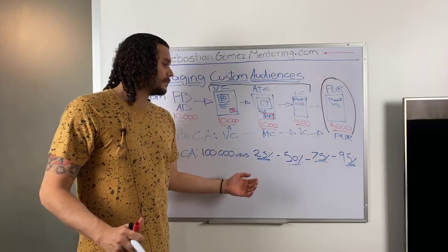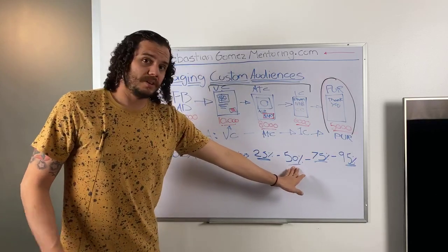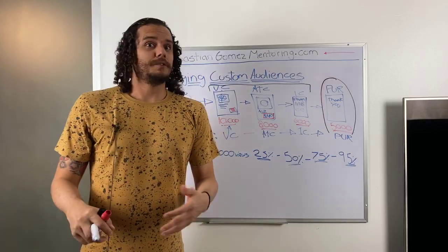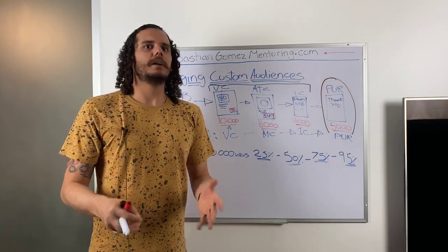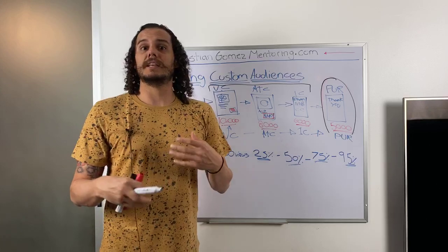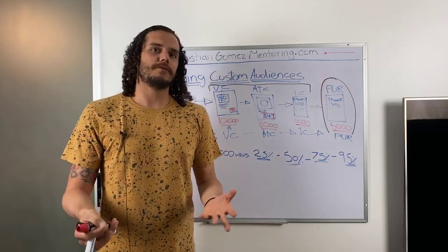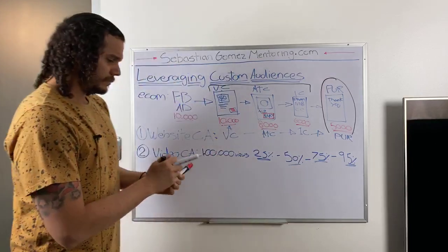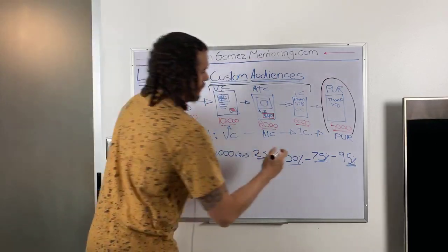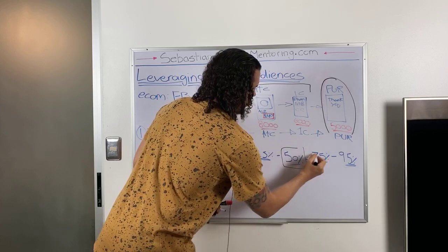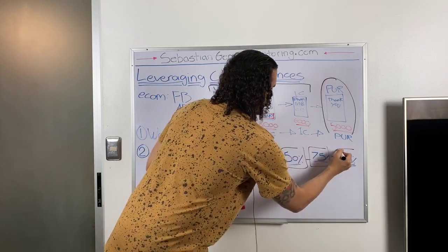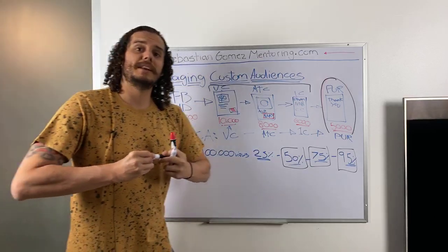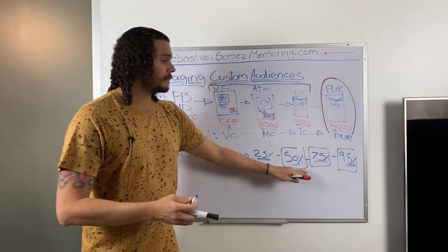Because I know that someone who watched more than 50% of my video likes the content. If you're selling a product, they're interested in your product; if you're selling software, they're interested in the software; or if you're selling a service, they're interested in your service. So I'll take this audience, and I'll create specific retargeting ads for these specific people.